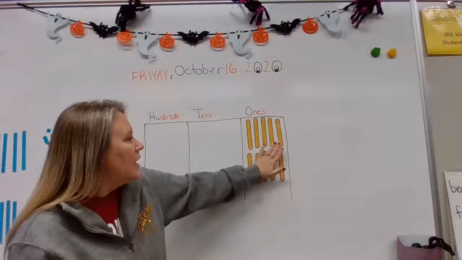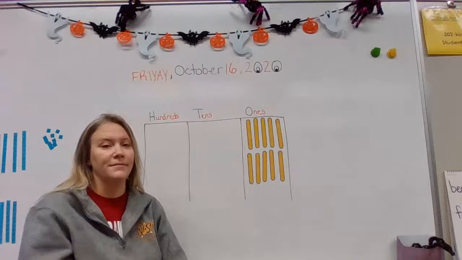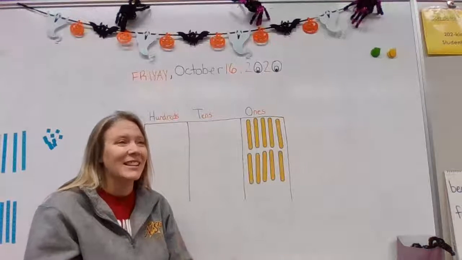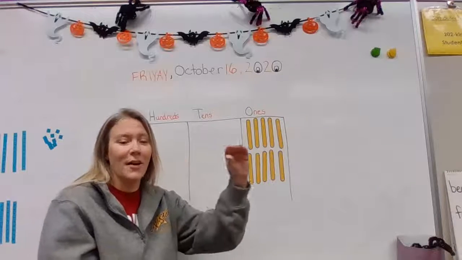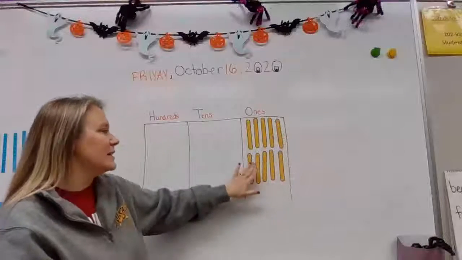10. Now this looks like something familiar. This looks like something that you learned from first grade. It kind of looks like a 10 frame because a 10 frame has 5 on the top and 5 on the bottom. So here we have 10 ones.